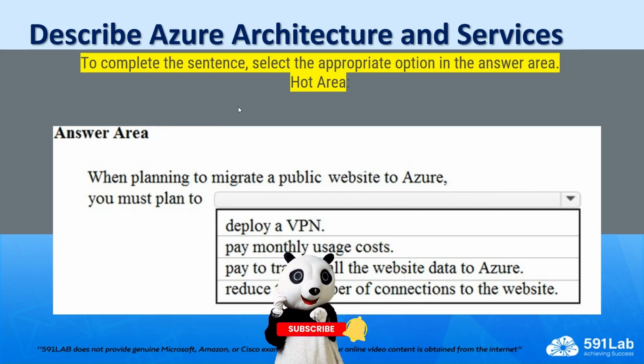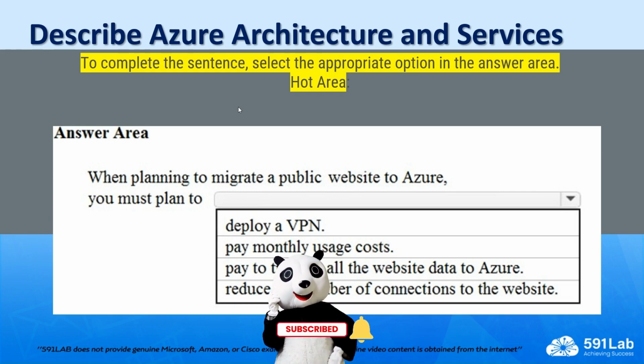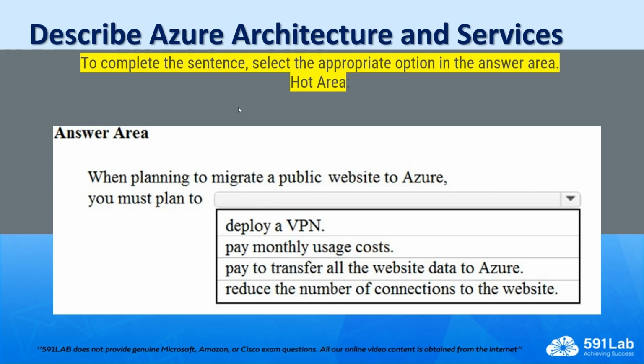Reduce the number of connections to the website. No, this is not right. When you're moving your website to the Azure side, you don't need to reduce the number of connections to the website. You can still maintain how people are connecting to your website. You can even increase how people connect to your website, where you increase the reach of your website to your people. So the answer to this question is pay monthly usage costs. As discussed, this falls under the pay as you go model.